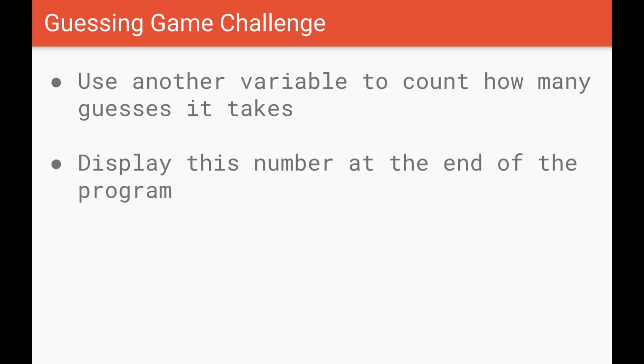The key thing for you here is to think about where you want to increase the counting variable within your loop, and then you're going to display the final number at the end of your program. So go back to your code, see if you can implement that, and then we'll come back as always and have a look at my code.